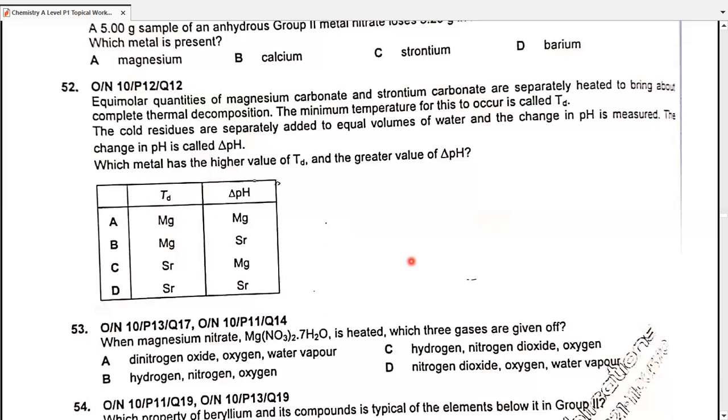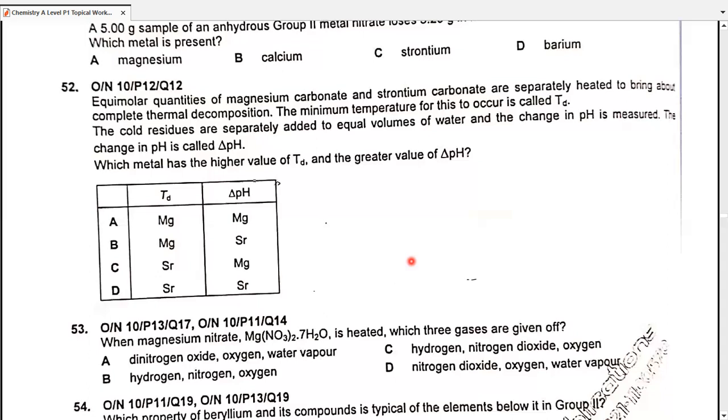It will be a medium-flow reaction. C. I can hardly hear you. C. No. Let me give you an idea that for delta pH, the correct answer would be strontium. So it's either B or D. It can't be C. D.